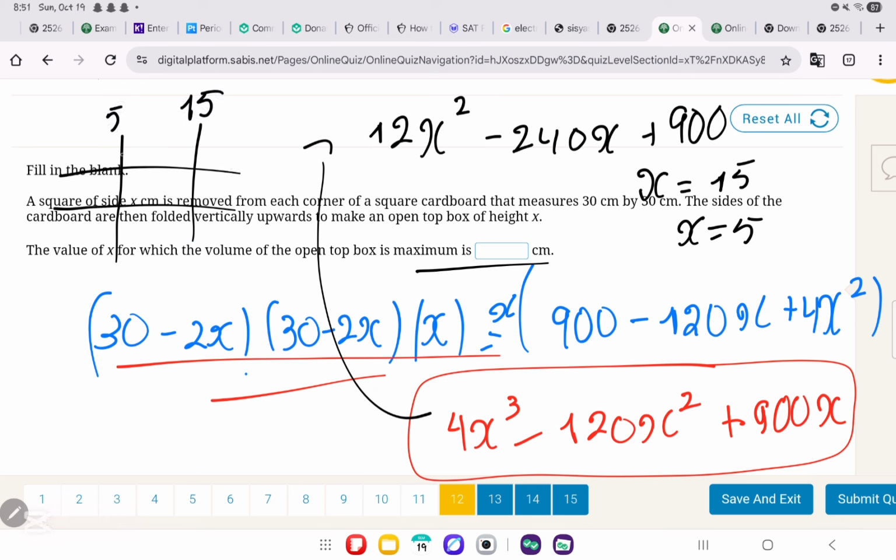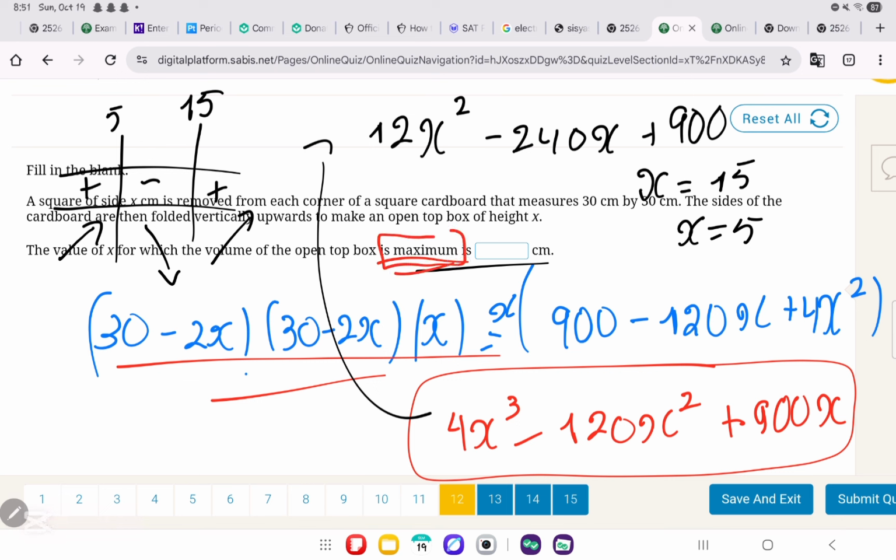If you put any number less than 5, it's positive. Any number in between 5 and 15, it's negative. And any number greater than 15, it's positive. So it's going up, then down, then up. And what do they want? They want the value for which the volume is maximum.